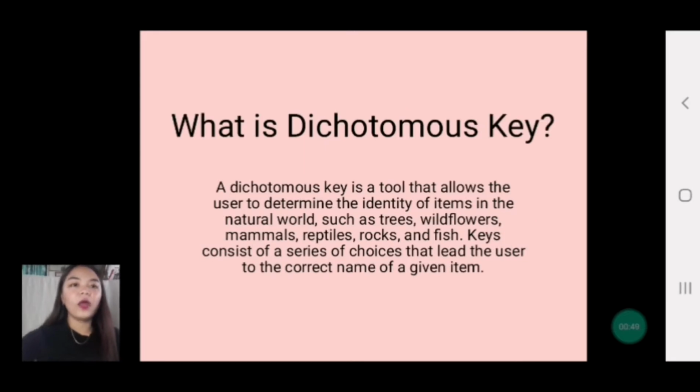So here we go. What is a dichotomous key? A dichotomous key is a tool that allows users to determine the identity of items in the natural world, such as trees, wildflowers, mammals, reptiles, rocks, and fish. Keys consist of a series of choices that lead the user to the correct name of a given item. So that is the meaning of dichotomous key.